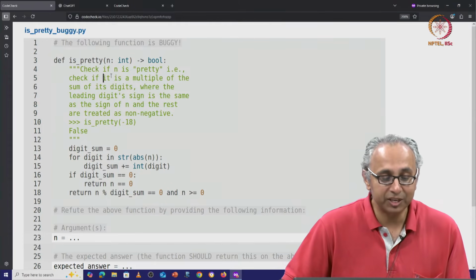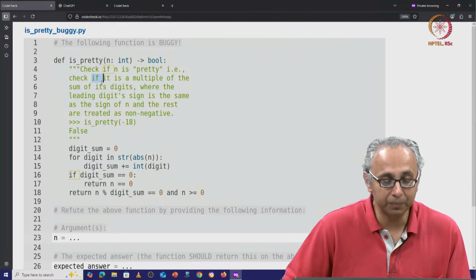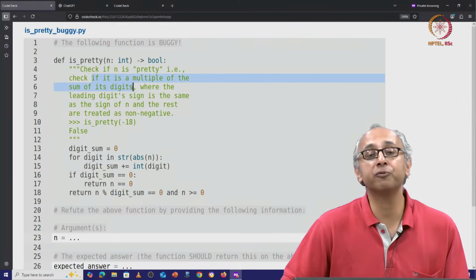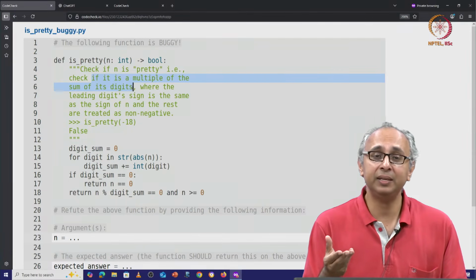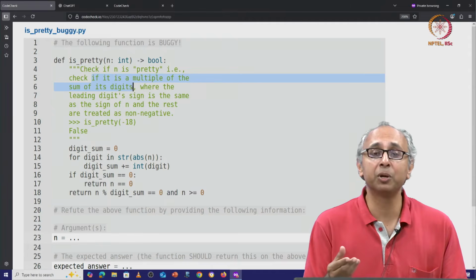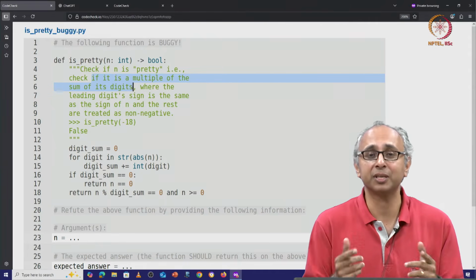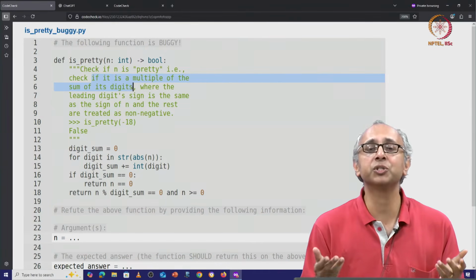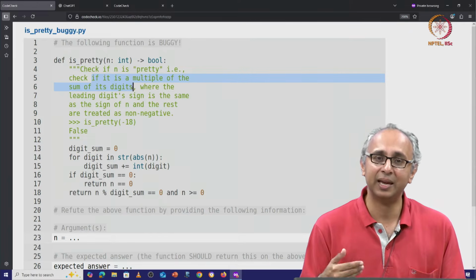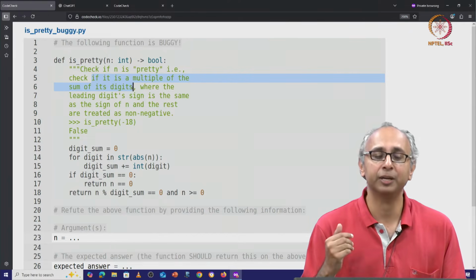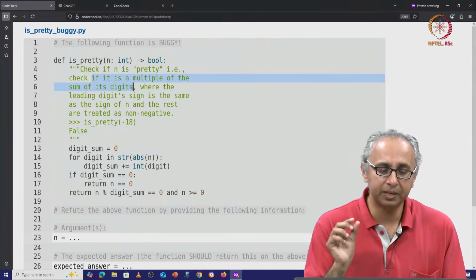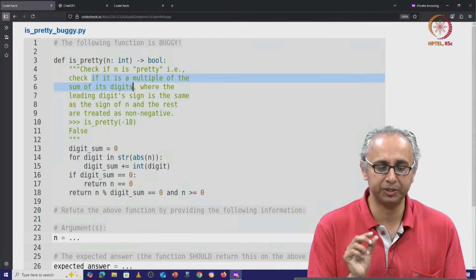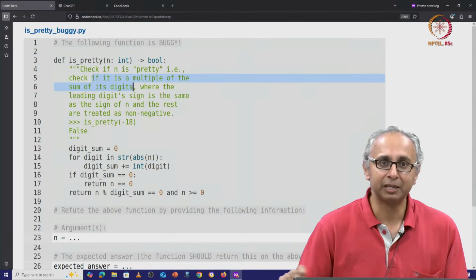It says n is pretty if it is a multiple of the sum of its digits. So as an example, if I consider the integer 18, 18 is a multiple of the sum of its digits, because the sum of its digits is of course 1 plus 8, which is 9, and of course 18 is a multiple of 9. So it wants us to check if the given number is a multiple of the sum of its digits. But there's a little bit of a catch.